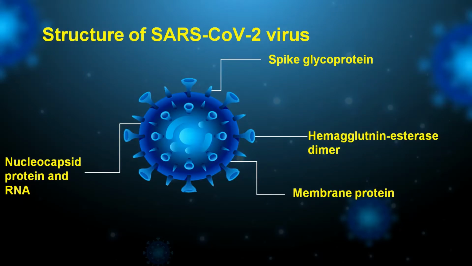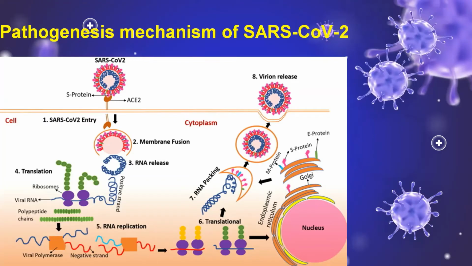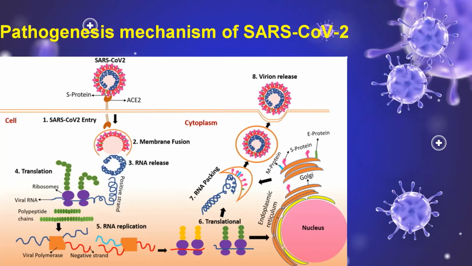So first, the structure of COVID-19. It is a single-stranded RNA virus having two main genes, ORF1A and ORF1B, both coding for non-structural proteins. However, the structural genes code for the nucleocapsid protein, the membrane protein, and the spike glycoprotein, or so-called S glycoprotein, which is divided into two subunits, the S1 subunit and the S2 subunit.